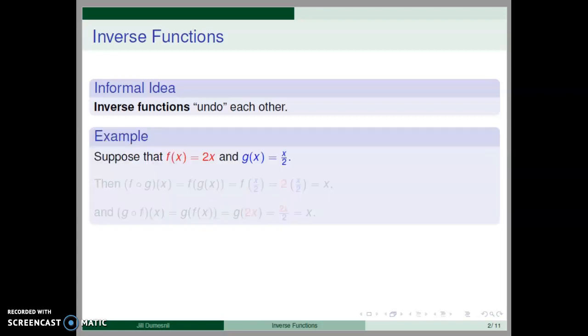For example, suppose that f of x is 2x and g of x is x over 2. Then f undoes g because f composed with g of x is f of g of x, which is f of x over 2, and f doubles, so that's 2 times x over 2, which is x. Similarly, g undoes f, because g circle f of x is g of f of x, which is g of 2x, which is 2x over 2, which is x.